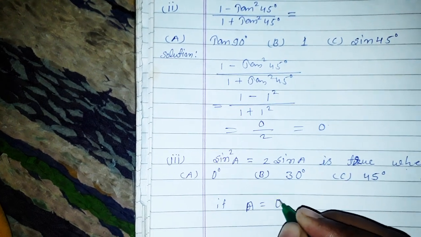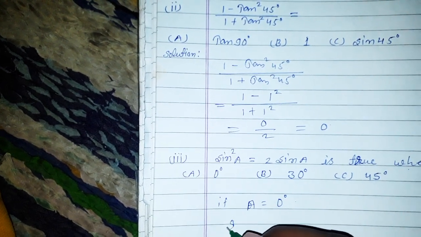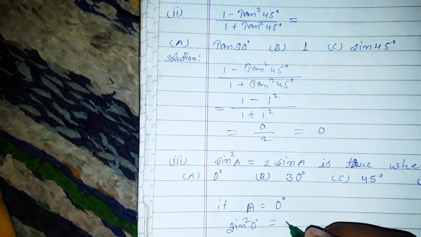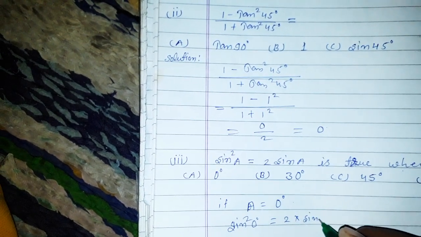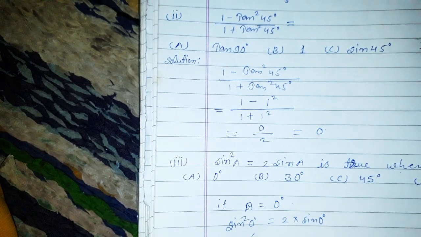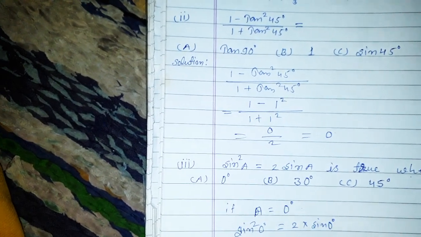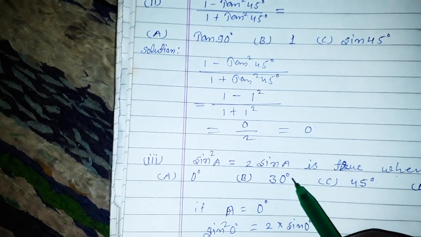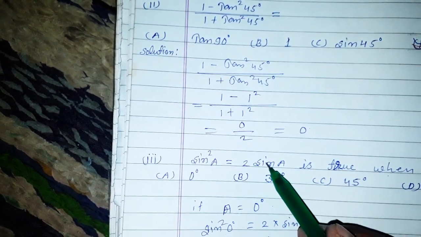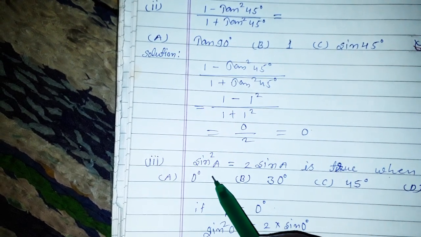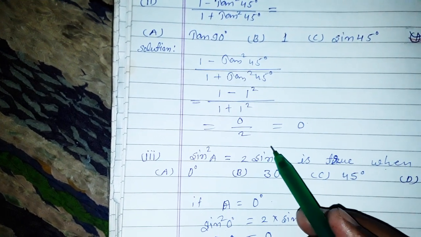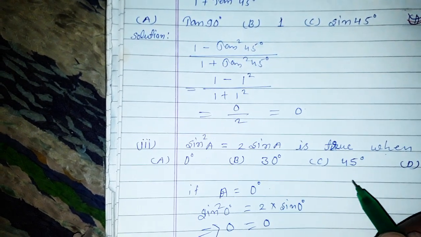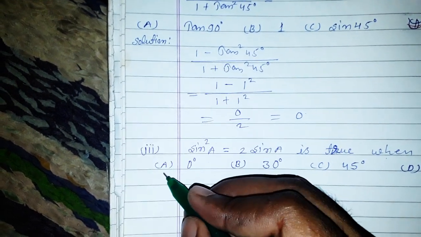If a is equal to 0 degree, then sin square 0 degree is equal to 2 into sin 0 degree, so this is 0 equal 0. And if you take the value 30 degree, so sin 30 is 1 upon 2, and here 1 upon 2, so 1 upon 2 square is 1 upon 4, and 1 upon 2, 2 is to cancel, this is 1, so both are not equal, so the answer is A.